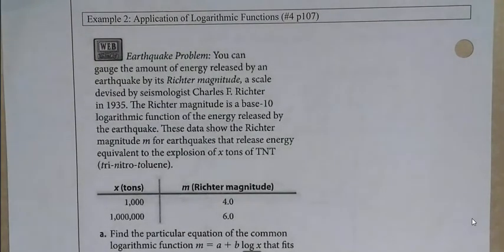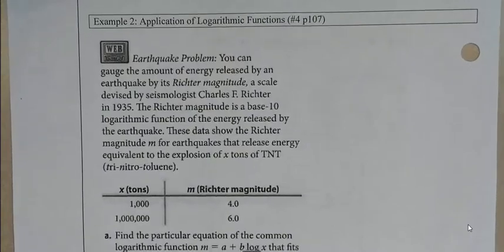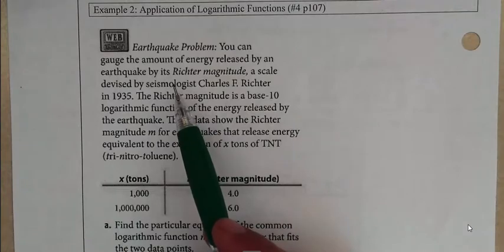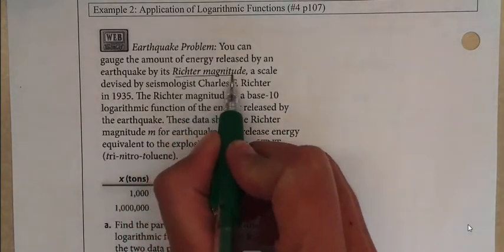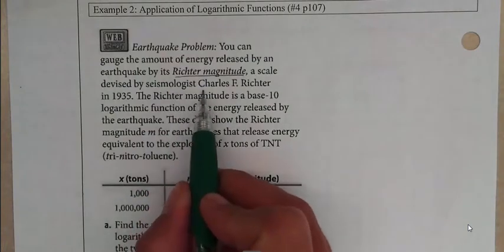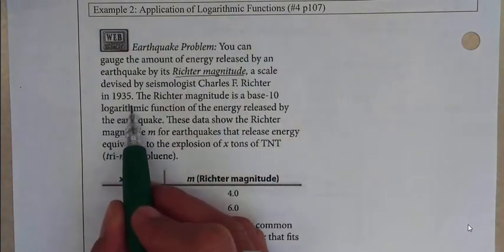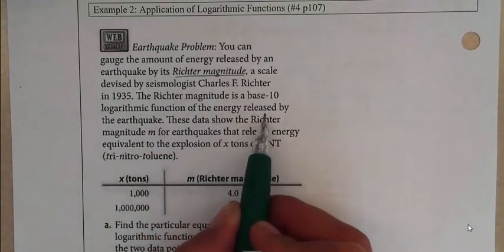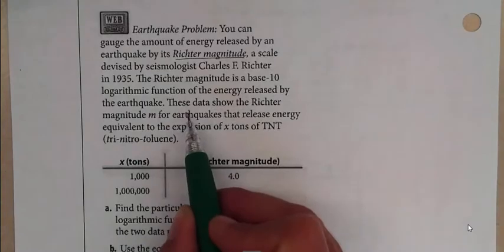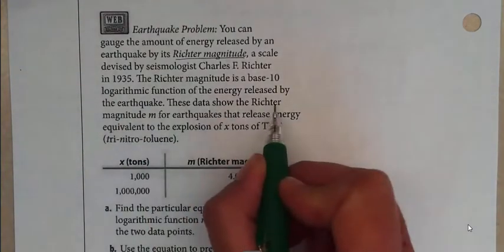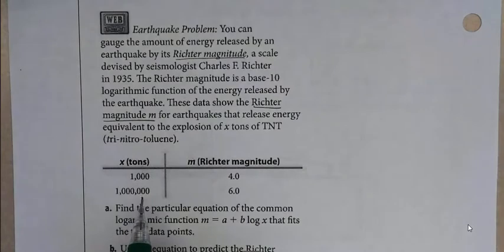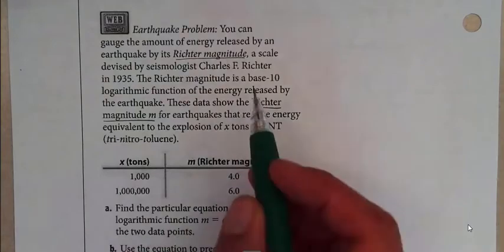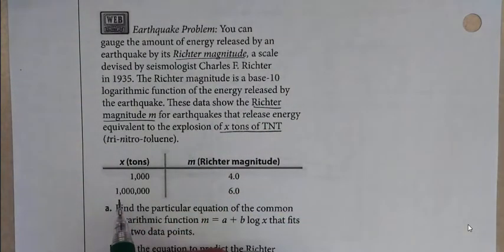To example 2, the earthquake problem. So you can gauge the amount of energy released by an earthquake by its Richter magnitude, which was a scale devised by seismologist Charles F. Richter in 1935. The Richter magnitude is a base 10 logarithmic function of the energy released by the earthquake. These data show the Richter magnitude m, for earthquakes that release energy equivalent to the explosion of X tons of TNT.